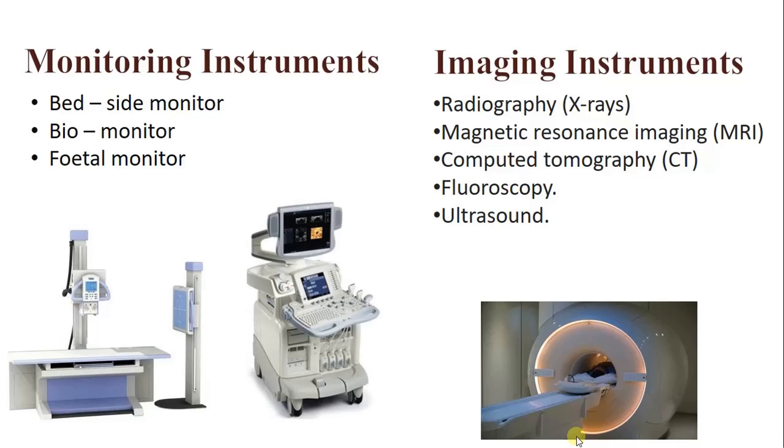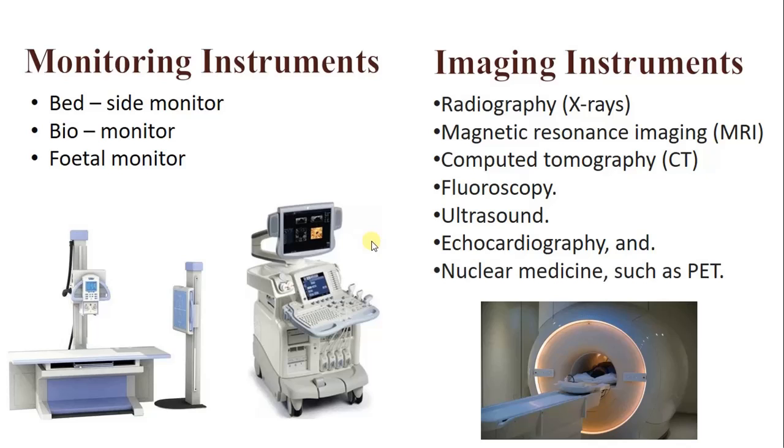Ultrasound, you can see the machine of ultrasound over here, and echocardiography, and nuclear medicine such as PET. These all are the imaging instruments. Okay, now I think the different biomedical instruments which are present in any hospital, I have shown you, and now we will see the biomedical instrumentation systems block diagram, or it is also called the man instrument system.